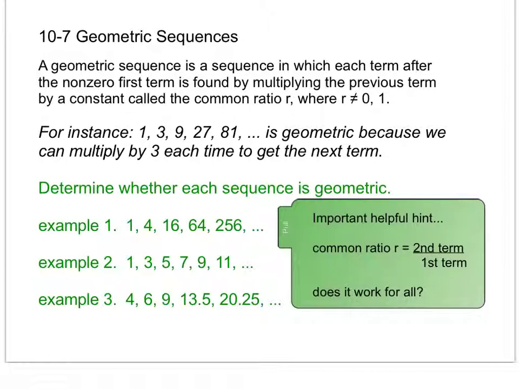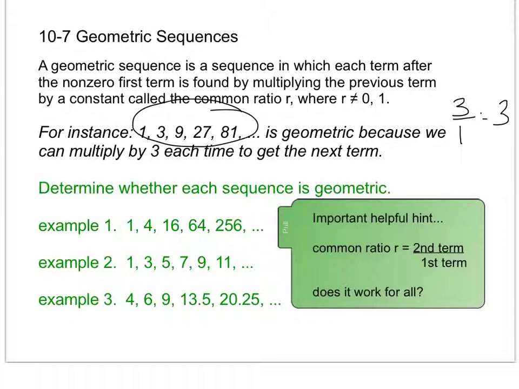So for instance, if we looked at the numbers 1, 3, 9, 27, 81, you notice each time that they're multiplied by 3. So that's what we're looking for. And what I mean by a common ratio is you take the second term and divide it by the first term. So in this case, we had 3 divided by 1. So our common ratio is 3. And we should be able to take any two consecutive numbers and figure out that common ratio and then compare it to what was found to begin with.